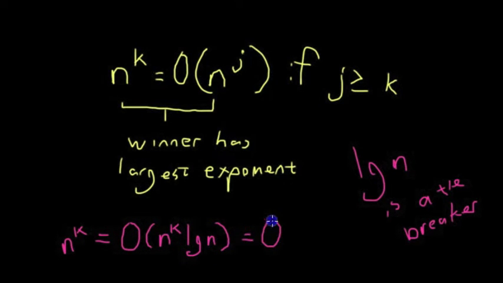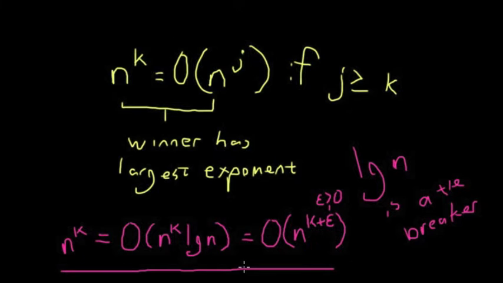So the log of n beats n to the k, but n to the k log n is going to be big O of n to the k plus epsilon, and that's true no matter how small epsilon is, as long as it's greater than 0. So the exponents overpower the logarithms.